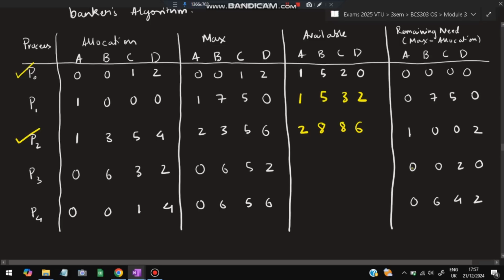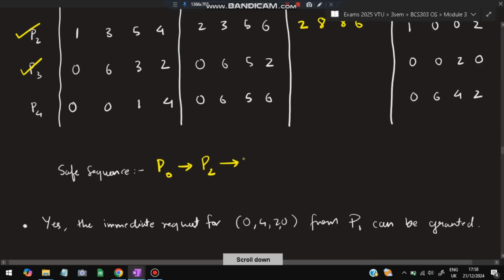P3. P3, what is the requirement? 0020. Do I have that many resources so that I can give it to this and it can complete its execution? Yes, I have 8, but it requires only 2. I can give it, rest all are 0. So once I give it, it completes its execution and releases the resources. So P3 is executed. Okay, after P2, P3 will come and it releases the resources.